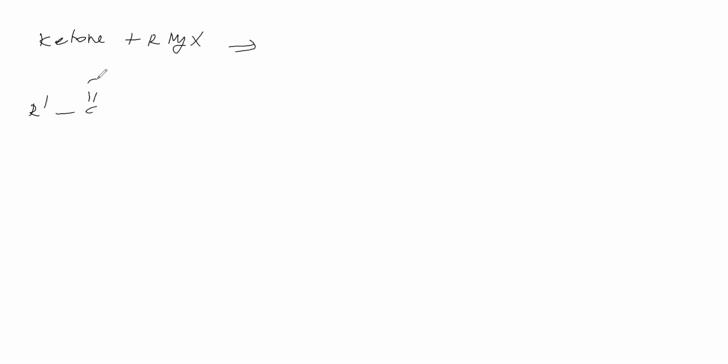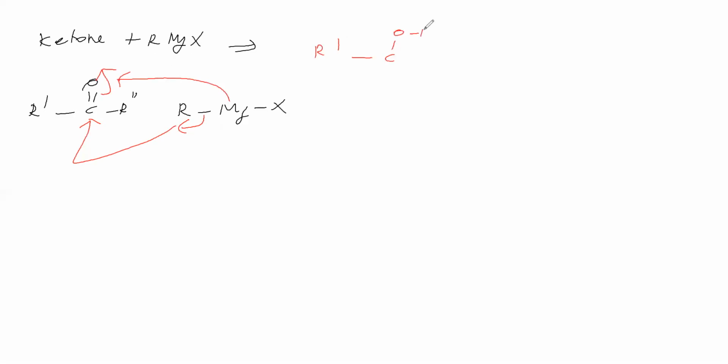Now R'CO R2', now Grignard reagent RMgX we will take. How the bond migration is there, we will see. Bond is migrating towards R. This is attacking this carbon. Pi bond is migrating towards oxygen. Mg is attacking oxygen. Therefore, we will get R'CO MgX, with R2' and R' here.